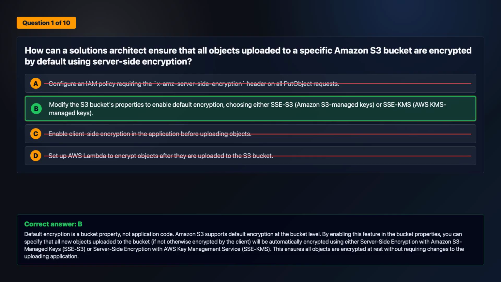The correct answer is option B. Default encryption is a bucket property, not application code. Amazon S3 supports default encryption at the bucket level. By enabling this feature in the bucket properties, you can specify that all new objects uploaded to the bucket, if not otherwise encrypted by the client, will be automatically encrypted using either server-side encryption with Amazon S3 Managed Keys, SSE-S3, or server-side encryption with AWS Key Management Service, SSE-KMS. This ensures all objects are encrypted at rest without requiring changes to the uploading application.